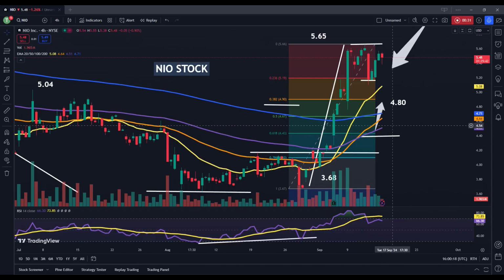This would be a significant area as well because, as we can see, this is roughly where the 100 period exponential moving average rests. That would be this rising purple line. And in addition to that, we have the 61.8% Fib zone coming into contact right with that area.